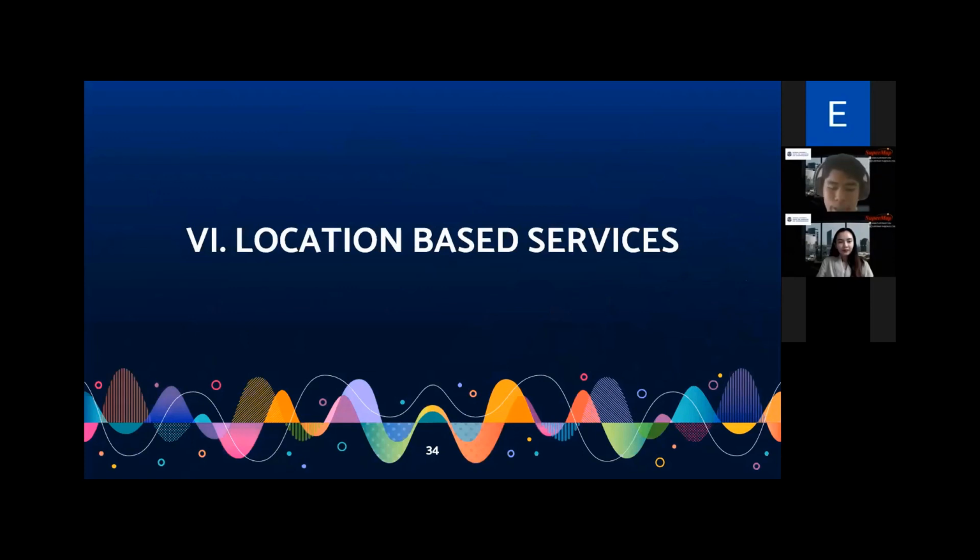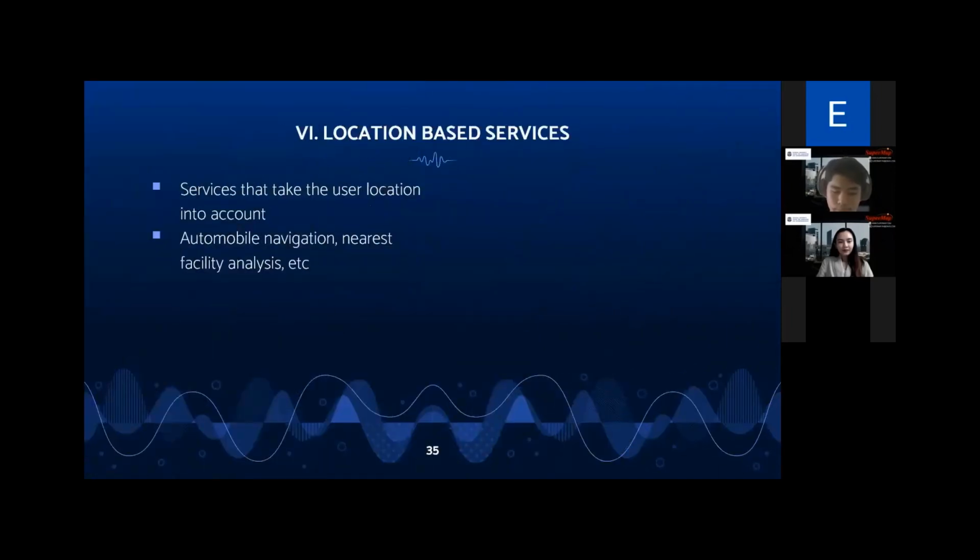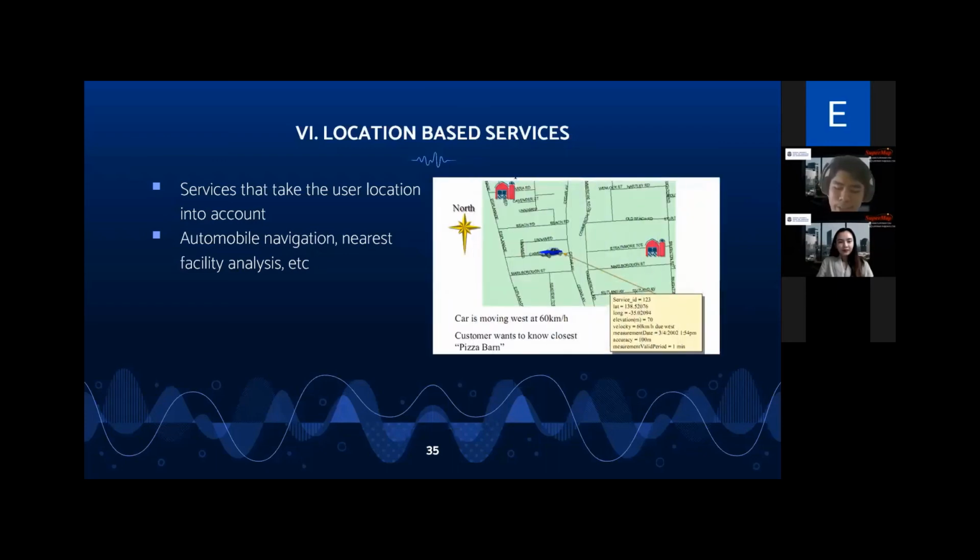The last GIS application that we will show you is something that is very close to us and something that most of us probably use quite often: location-based services. So location-based services are telecommunication services that take the location of the customer into account, usually through the location functions of a smartphone. We use this in automobile navigation, food delivery, identification of nearby facilities, and other such services.